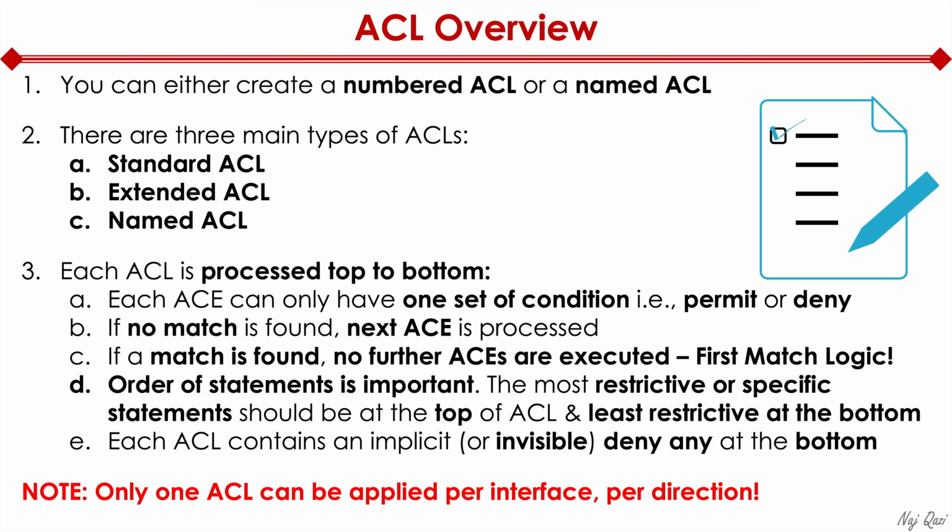Now what that means is if you have an interface, you can have an inbound ACL and also an outbound ACL. But the inbound ACL is going to have to be different from the outbound ACL for obvious reasons, right? But you cannot have 2 different inbound access lists applied to a single interface or 2 different outbound access lists applied to a single interface. It doesn't work this way. You can only have a single ACL applied to an interface in each direction.